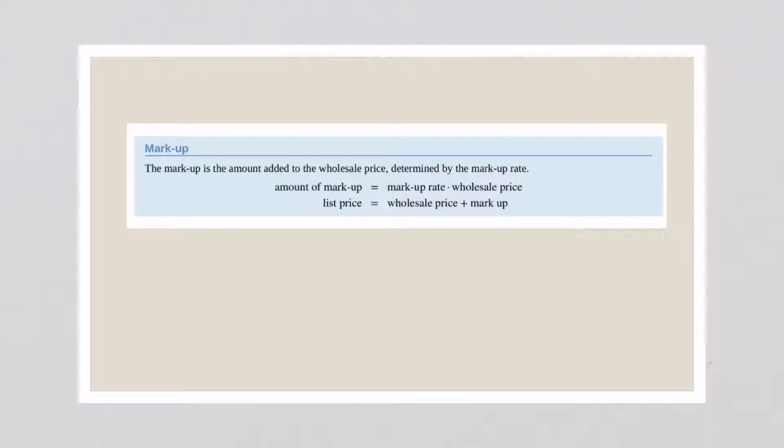Okay, markup. Markup is the amount added to the wholesale price. So whenever you go to the grocery store, let's say you go into Fred Meyer. Fred Meyer didn't pay the amount that you're paying for those items. They have to be able to pay their employees. They have to pay for the use of the building. They have to pay their electric bills. So typically they buy all those products in the store at a wholesale price and then they mark them up to sell to you. So you are paying the full amount.